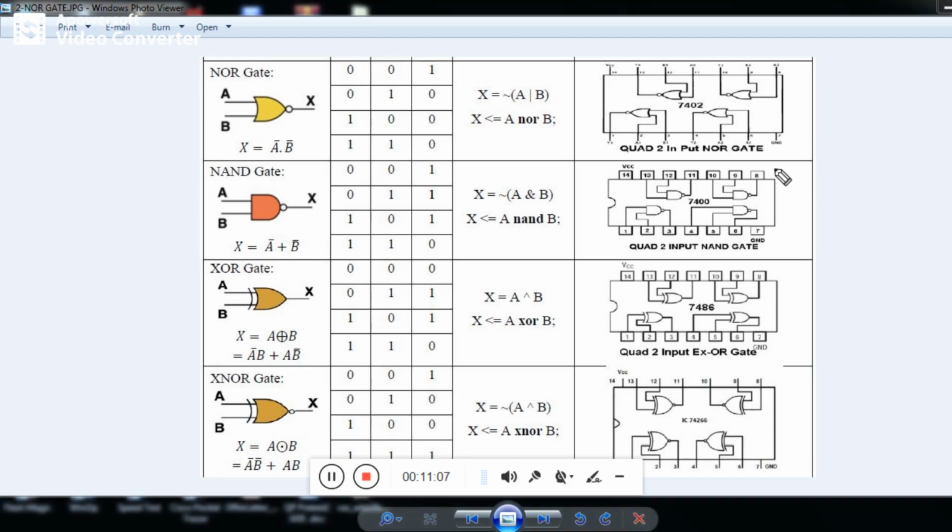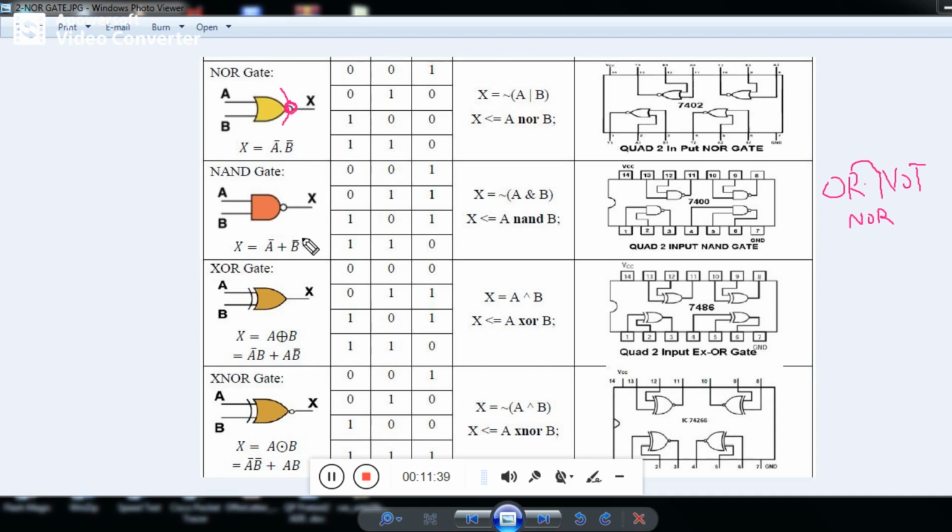NOR means OR plus NOT. OR and NOT are both combined here. The OR gate is combined with the NOT gate. That is NOR. Till here it is OR, right? Then here the bubble is there. Bubble means an inverter, a NOT gate. So it is a NOR gate.